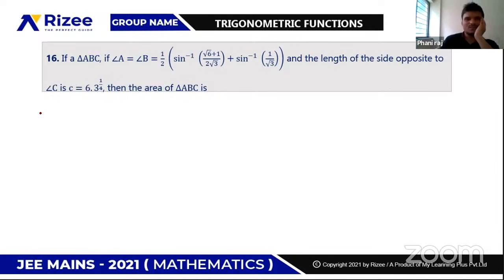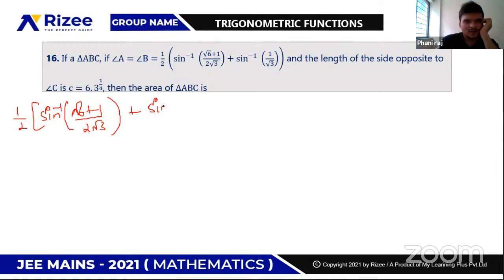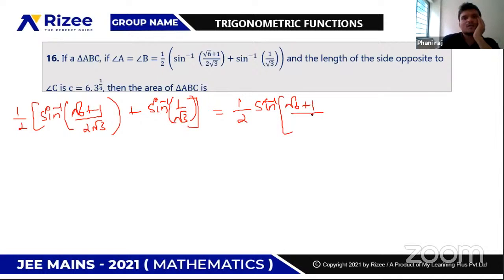This is quite a lengthy problem, I feel. So the 16th one is, firstly, half into sine inverse of root 6 plus 1 by 2 root 3, plus sine inverse of 1 by root 3. Just use the formula for sine inverse x plus y. So sine inverse of root 6 plus 1 by 2 root 3 into under root 1 minus 1 by 3, plus 1 by root 3 into under root 1 minus (root 6 plus 1) whole square by, what is 2 root 3? 2 root 3 square is 12.